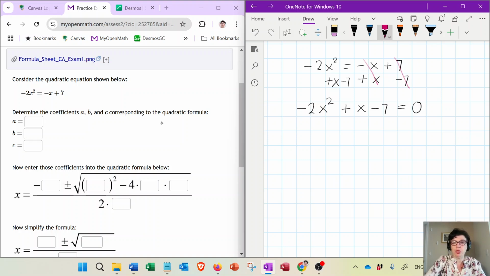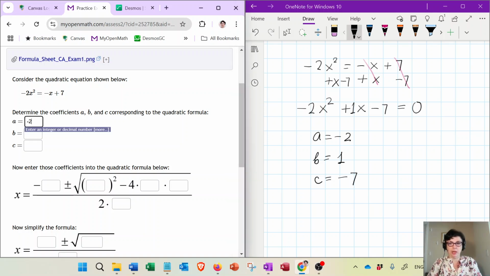Now I have to determine what is the a. A is the coefficient of x squared. So a would be negative 2. B would be the coefficient of x, including the sign. In this case, it's positive, so this is really plus 1. So that's just going to be 1. And then C is the constant that doesn't have the variable. That's negative 7. Okay, so I will put that here. Negative 2, 1, negative 7.